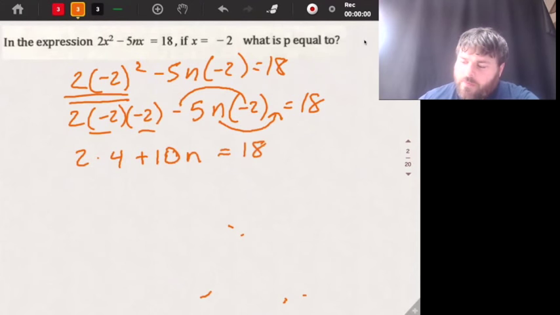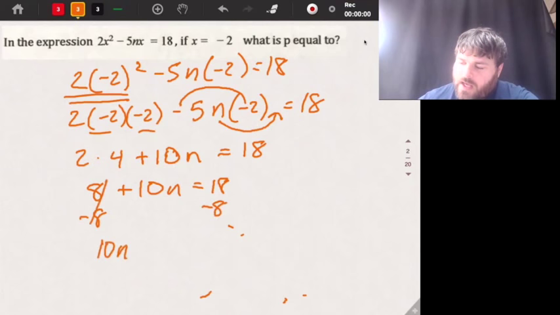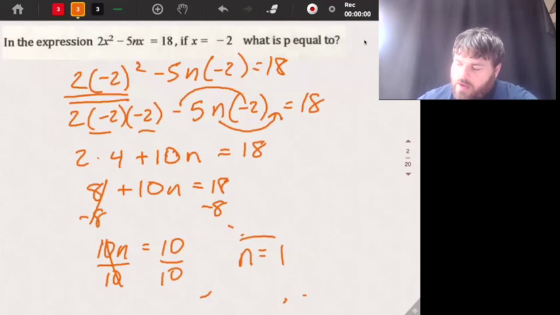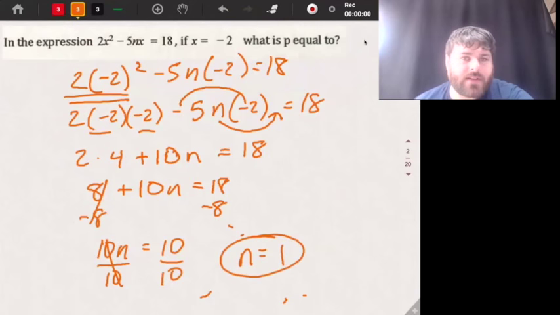Okay, so we've almost simplified it enough here. We'll go ahead and multiply: 8 plus 10n equals 18. Now we've got it down to where we need to just solve for n. Okay, subtract 8 from both sides. That gives you 10n equals 10. Then we divide out the 10. We're going to have n solved for. n is equal to 1. So the value of n is 1 when x is equal to -2.